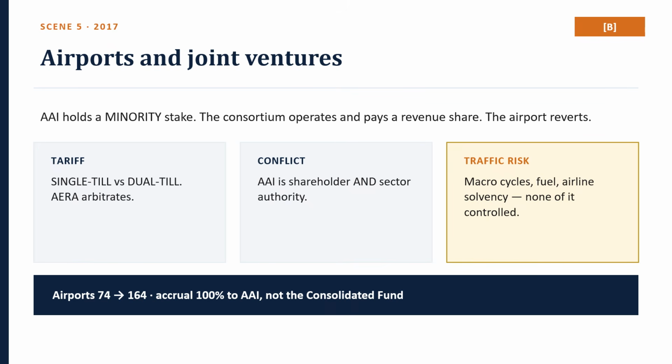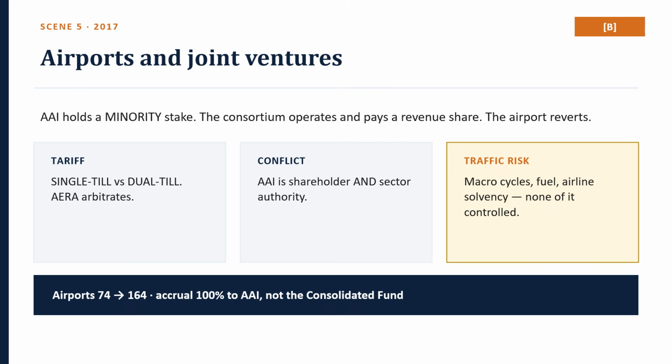So the structure is the whole answer to developments through joint ventures, because it explains why the model spread. The state keeps ownership and a revenue claim, gets the terminal built with private capital and retains a board seat.